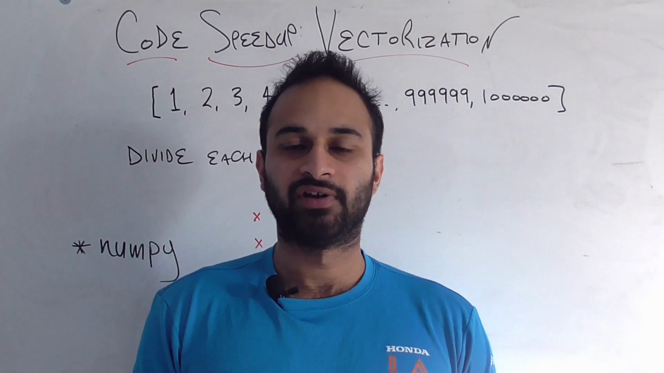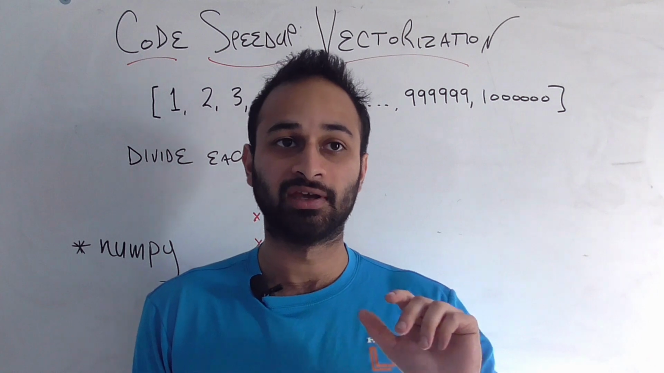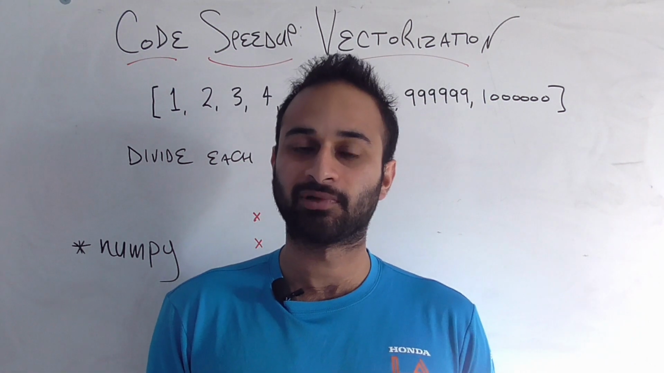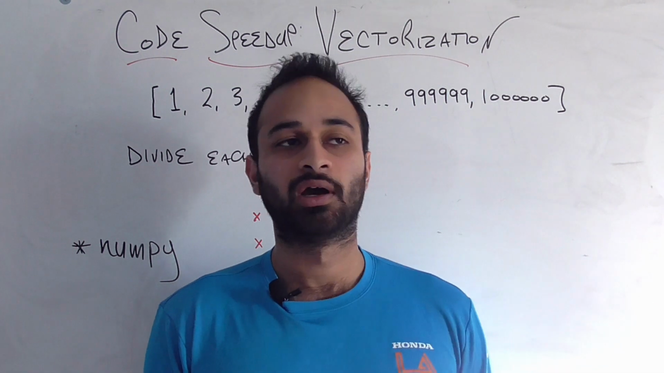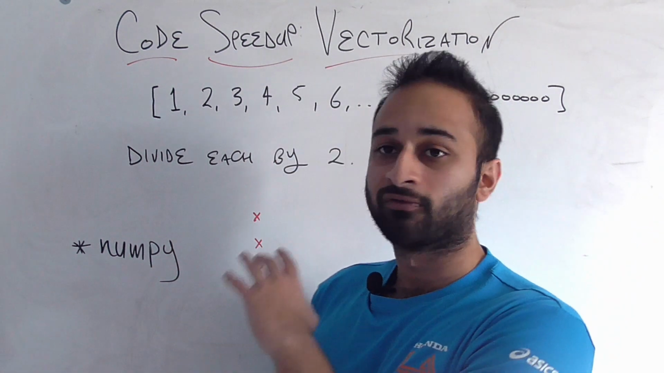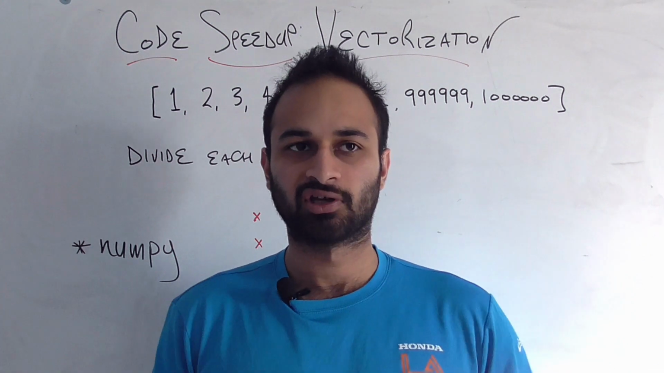Hey everyone, in this video we're going to continue our exploration of how to speed up your code. And the concept we'll talk about in this video, I would argue, is the most important concept in speeding up your code, especially if you're doing stuff with scientific computing, big data operations with statistics, things like that. And it's called vectorization.